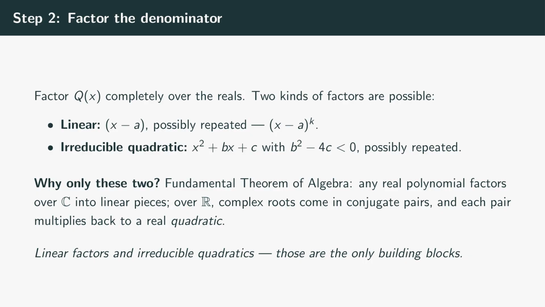Why those 2 and only those 2? It comes from the fundamental theorem of algebra. Over the complex numbers, every polynomial factors all the way down into linear pieces. Over the reals, the complex roots come in conjugate pairs, alpha plus or minus beta i, and multiplying out the quantity x minus alpha minus beta i times the quantity x minus alpha plus beta i gives a real quadratic with negative discriminant. So the real factorization is linear pieces plus irreducible quadratics from the conjugate pairs. Some factors may repeat. You can have the quantity x minus a cubed or the quantity x squared plus 1 squared. Repetition matters for step 3.